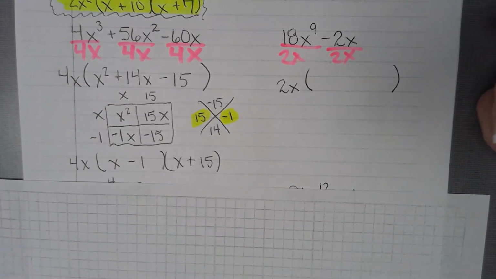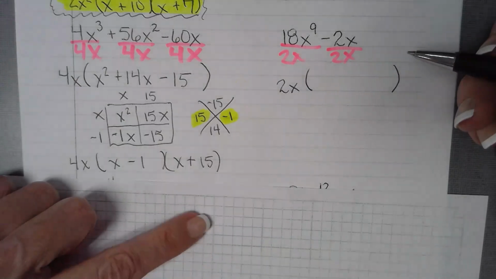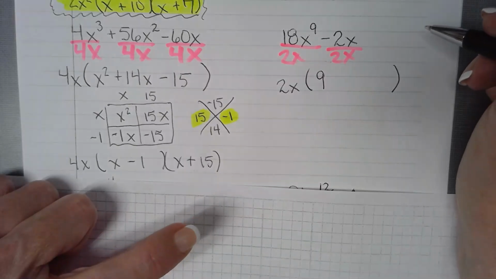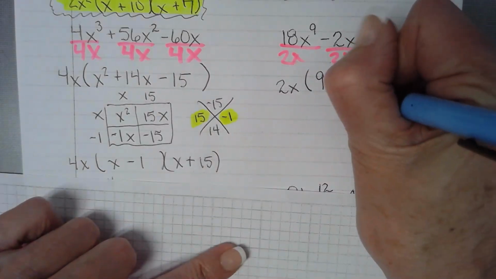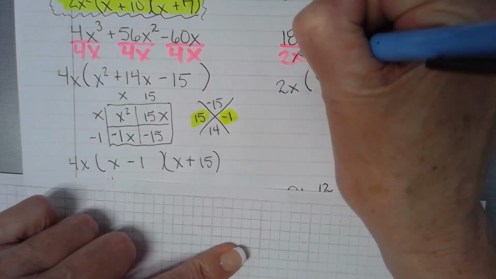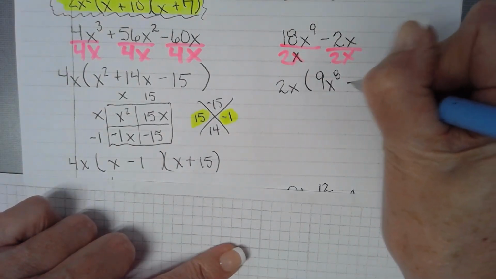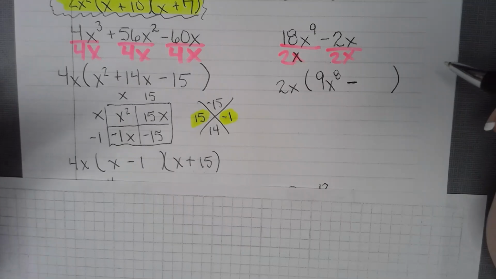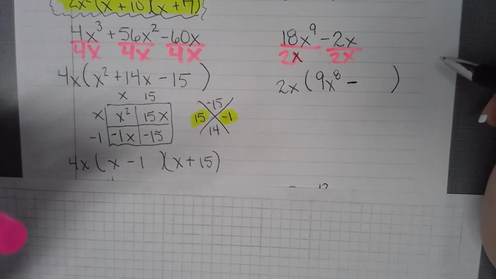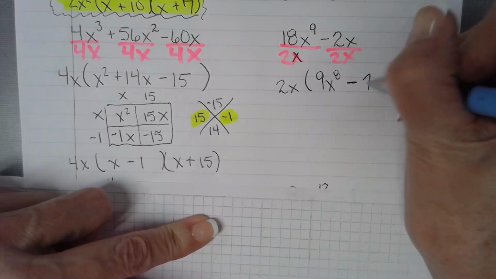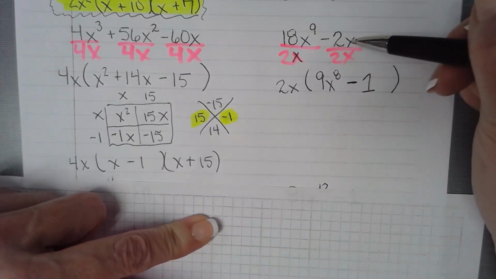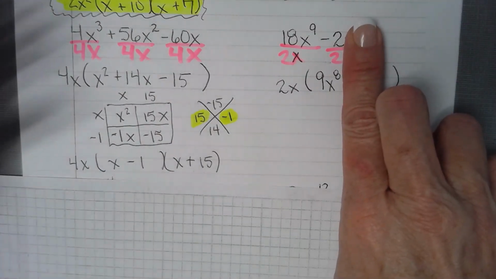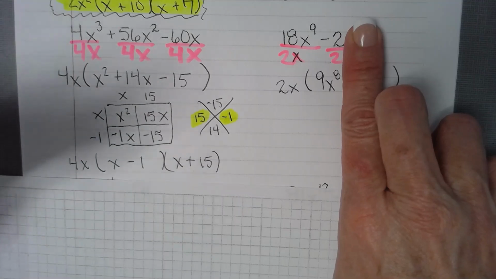So what do we get when we divide? 9x to the 8th, because we subtract these powers. And this tricks some of y'all. What goes in that last slot? That's right, a 1, minus 1. Y'all, when everything cancels, it's a 1. Think about it. 2 divided by 2, I realize we cancel those, but y'all, 2 divided by 2 is 1.